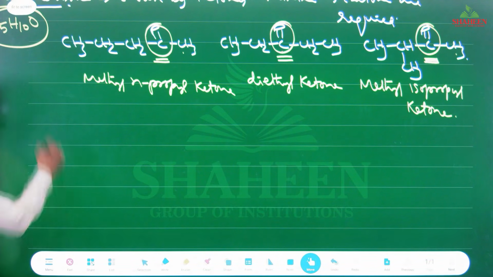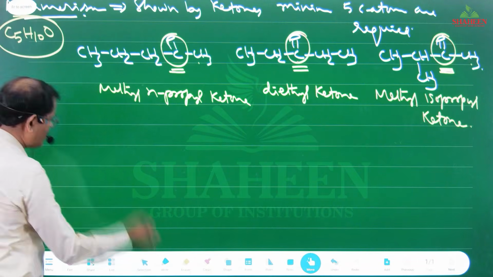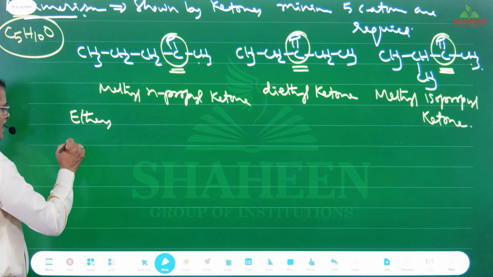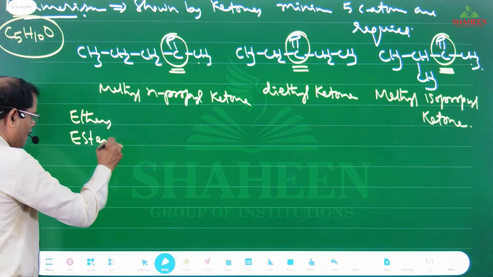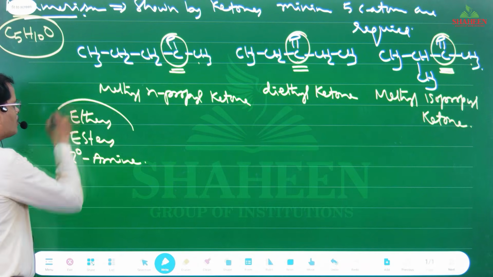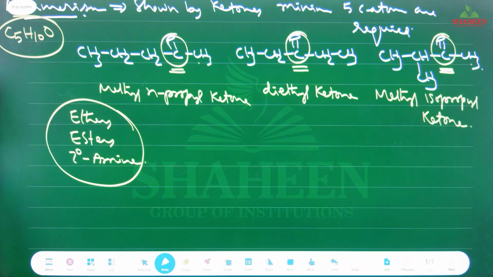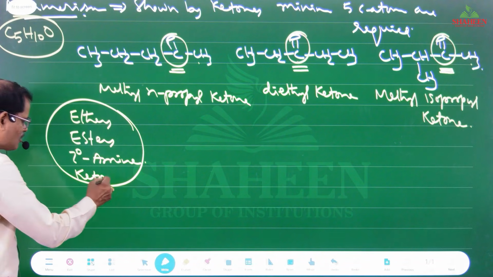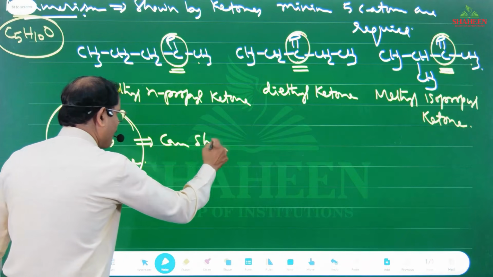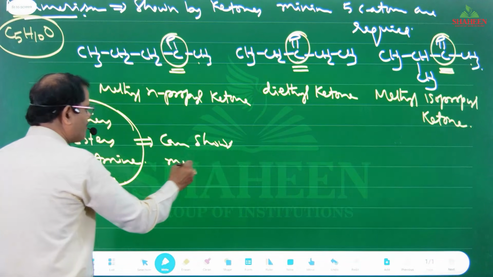What are they? One is ethers. For ethers also metamerism is possible. Ethers and also esters and secondary amines also show metamerism, along with ketones. Here we can also represent a ketone, and it shows metamerism.